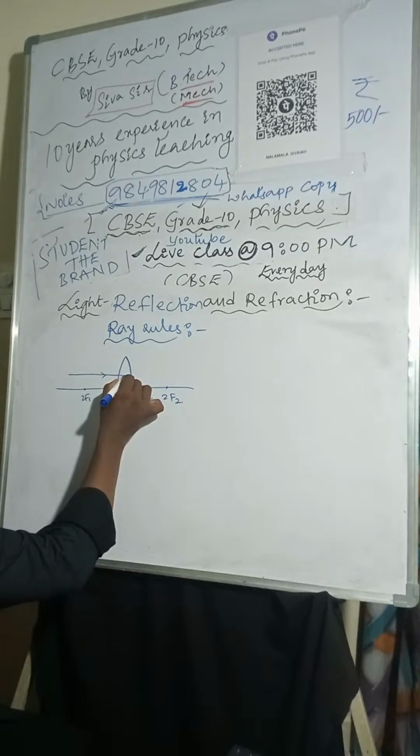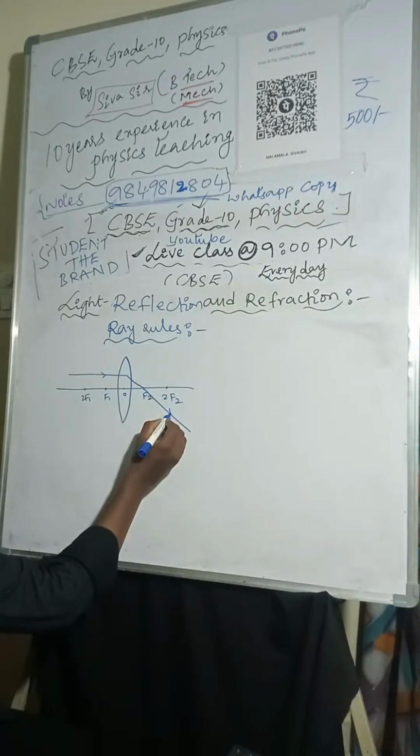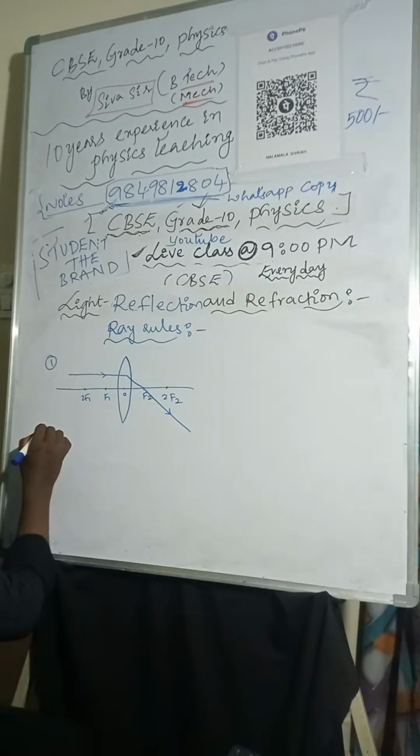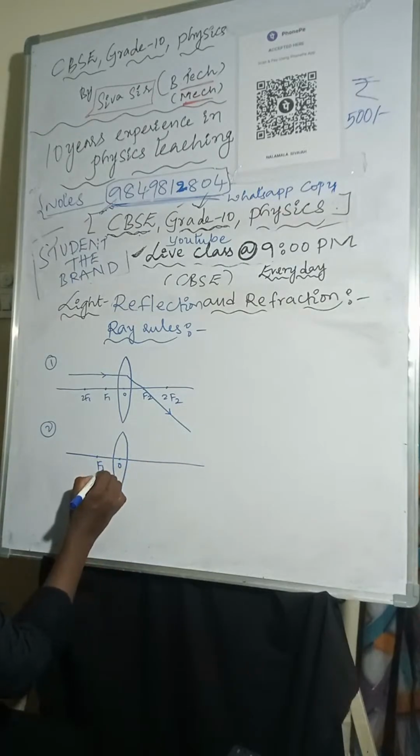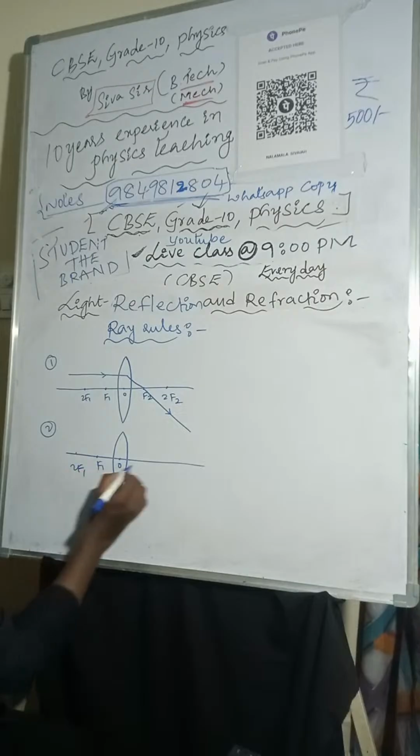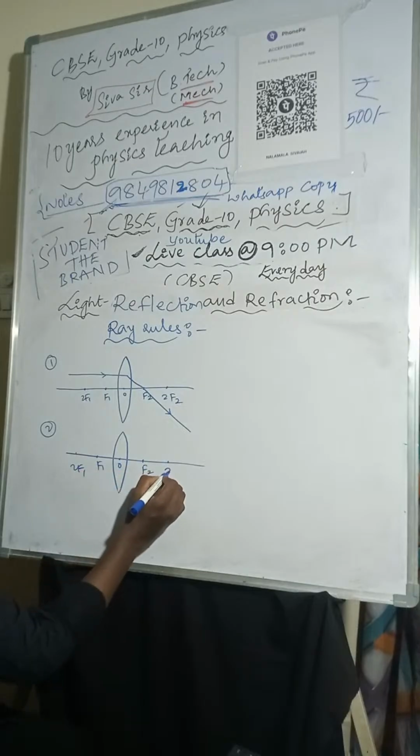After refraction it passes through the focus. That is the first one. Coming to the second one, another light ray is passing through it. Optic center, F1, 2F1, F2, 2F2.